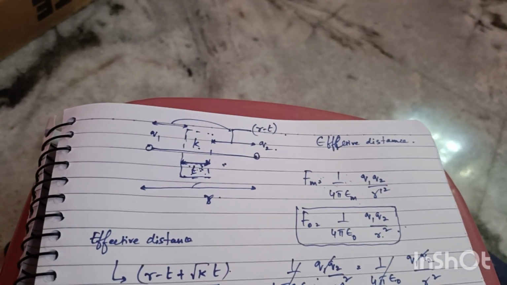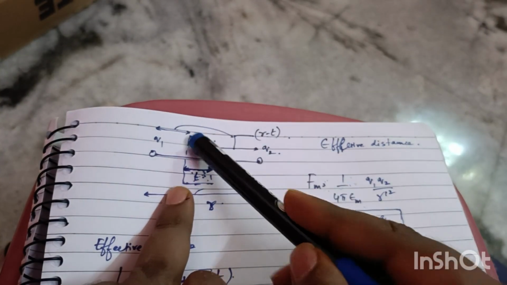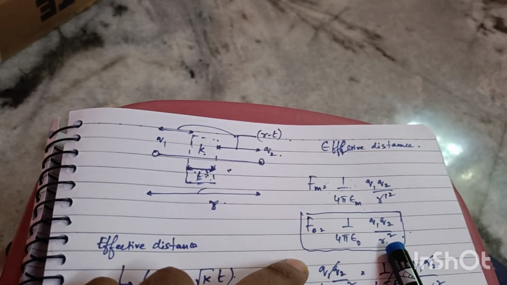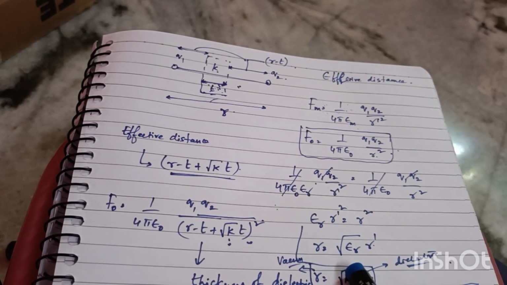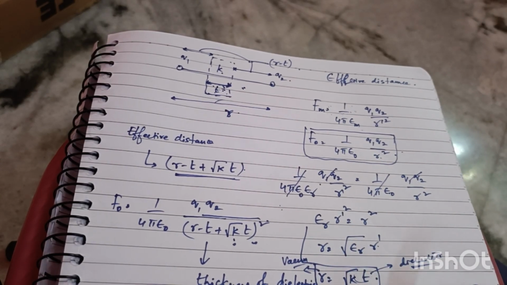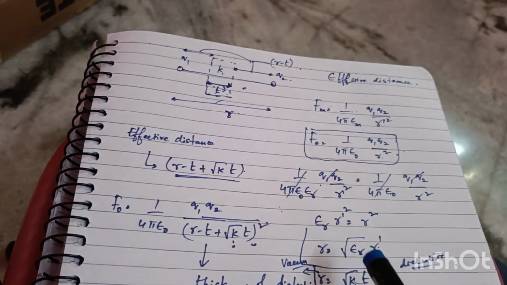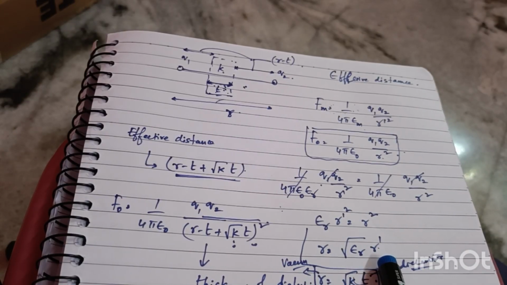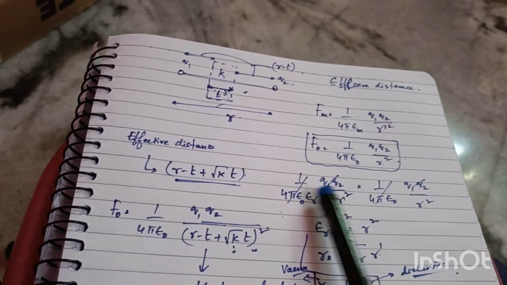So what I'm doing is replacing, I mean, whatever the force if only the medium were present, I took the force, and if only vacuum were present, I took the force, and I equated these two. Then I got the effective distance when the field travels through both the medium and the air. So that is r equals root epsilon r times r dash, where r dash is the distance in the medium. That means I equate this.